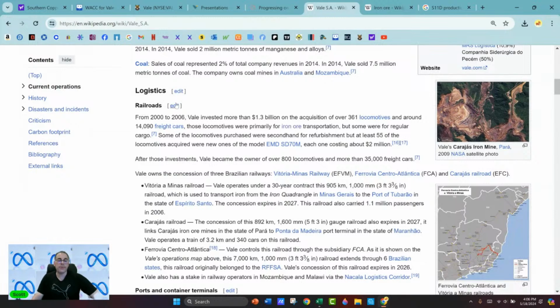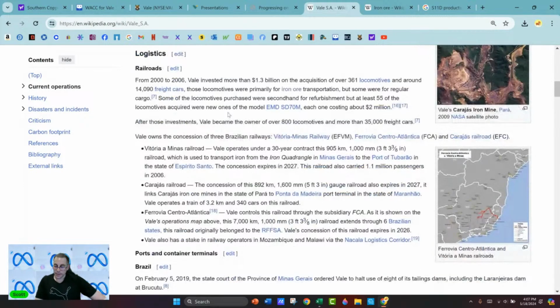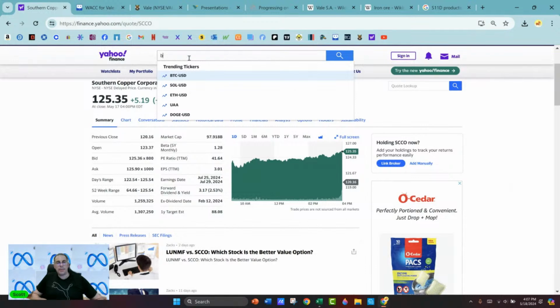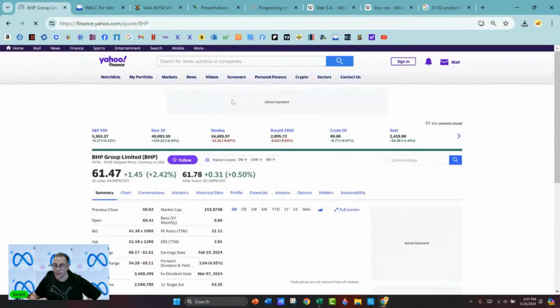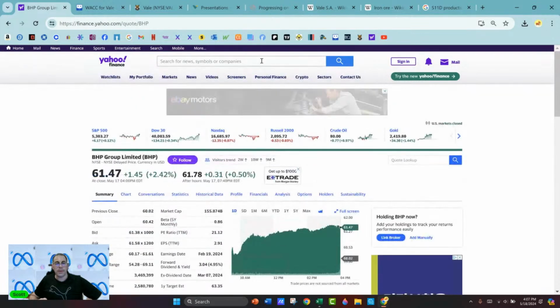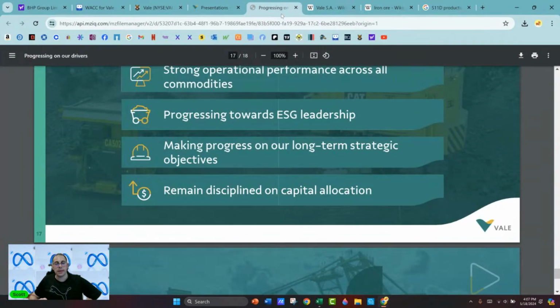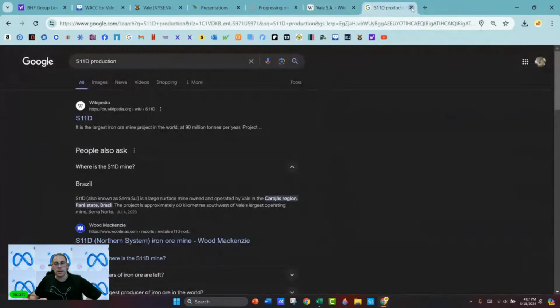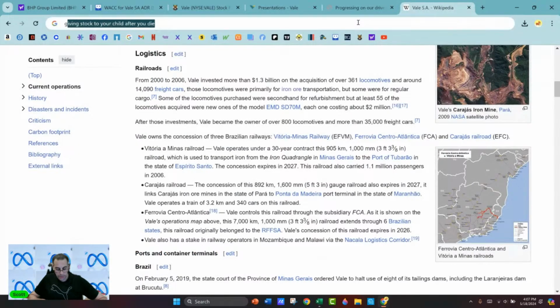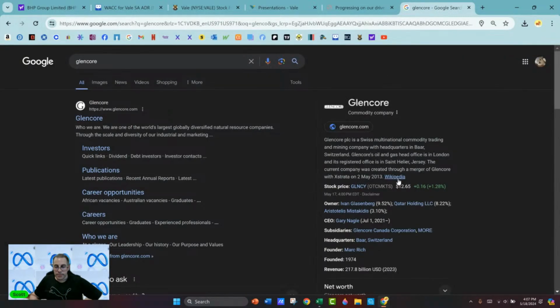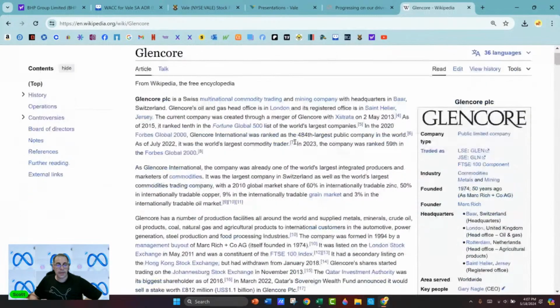Yeah, so they're really involved in railroads. And Buffett loves railroads. Every country, especially in Europe, is really dependent on railroads. BHP is similar to Vale. Their main product is iron ore, but they definitely do copper. I'm not sure about Glencore. I'm not sure what their big commodities are.